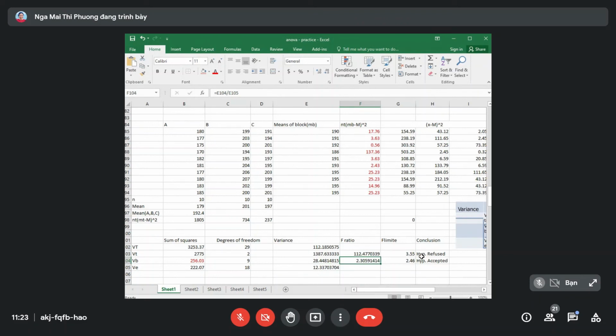Now you check the F table. So in the F table, the first value is 3.55 and the second value is 2.46. Let me check the table again.